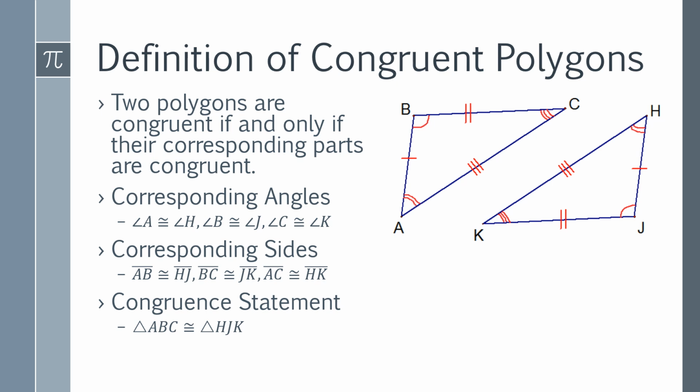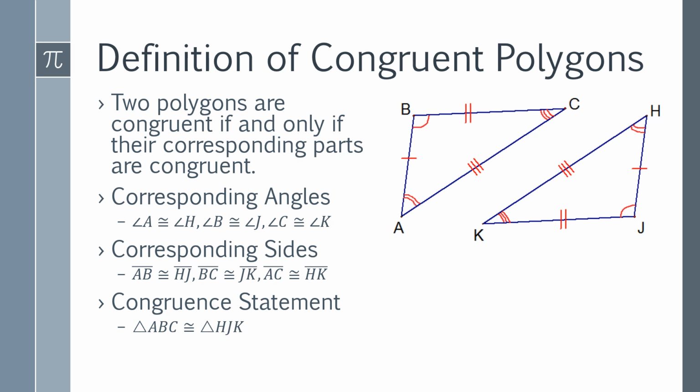Their corresponding sides also have the same markings. Segment AB is congruent to segment HJ. Segment BC is congruent to segment JK. Segment AC is congruent to segment HK. So for our congruence statement, you have to match up each of these angles with the proper corresponding angle. A is congruent to H, so they must be in the same order. So triangle ABC is congruent to triangle HJK. Each one of those angles must match up in order.